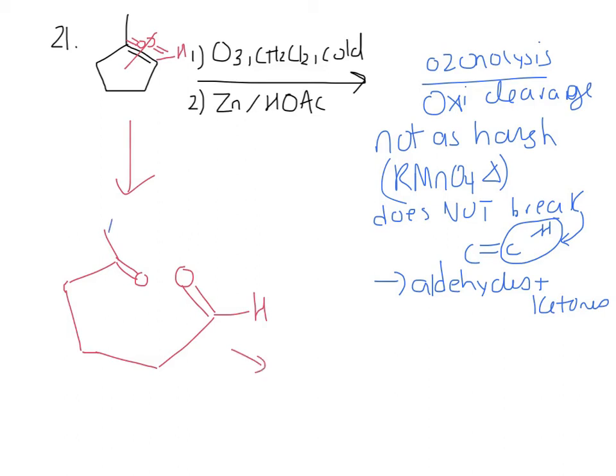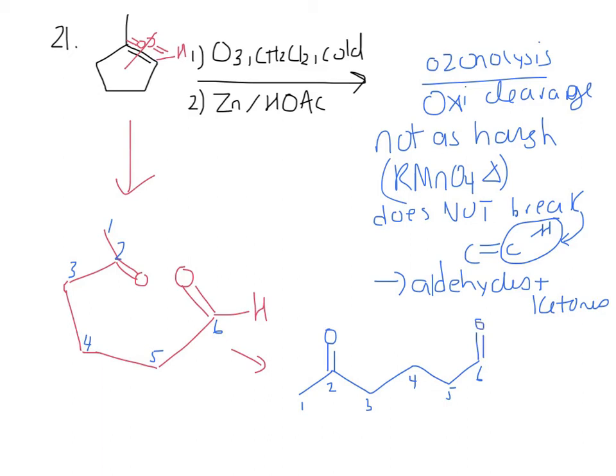But that means I only have one product of this reaction, and if I draw it out in full and draw it out a little bit longer, 6 carbons total, 1, 2, 3, 4, 5, 6, and on carbon 2 I had the double bond to oxygen, and on carbon 6, double bond to oxygen.